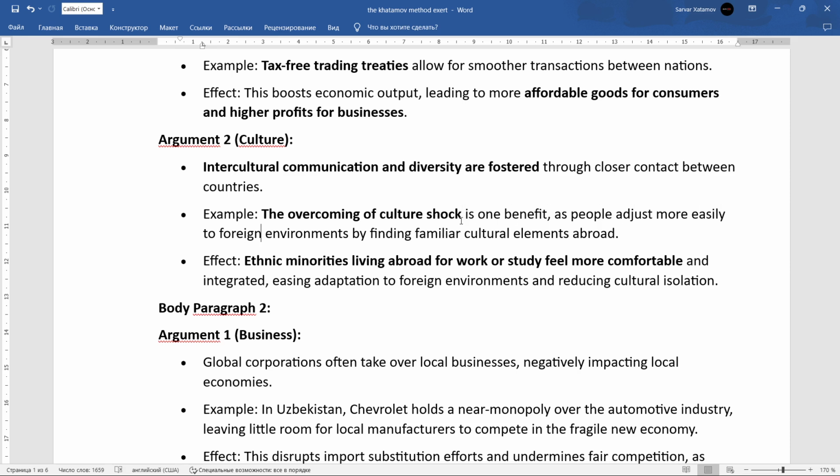As people adjust more easily to foreign environments by finding their familiar cultural elements abroad. Effect: ethnic minorities living abroad for work or study feel more comfortable and integrated, easing adaptation to foreign environments and reducing cultural isolation. Good.